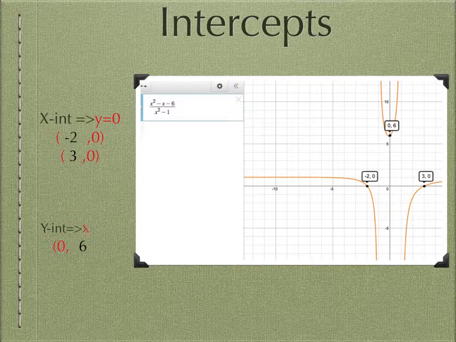The y-intercept is where x equals 0, so you plug in 0 for your x's and then you will get -6 over -1, which is 6. So you have one y-intercept, which is (0, 6).